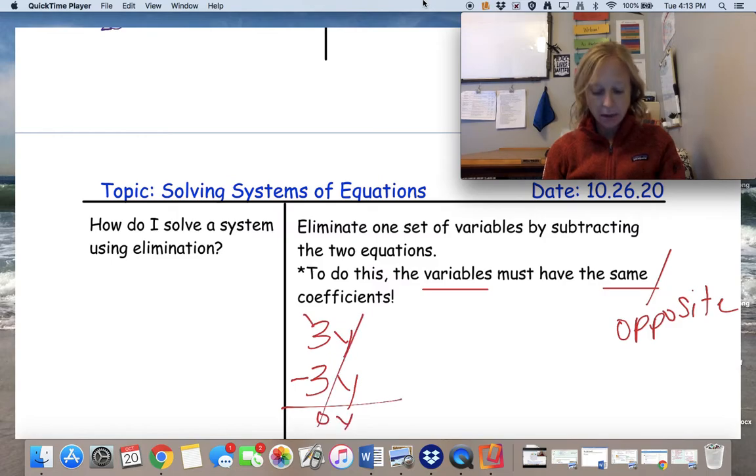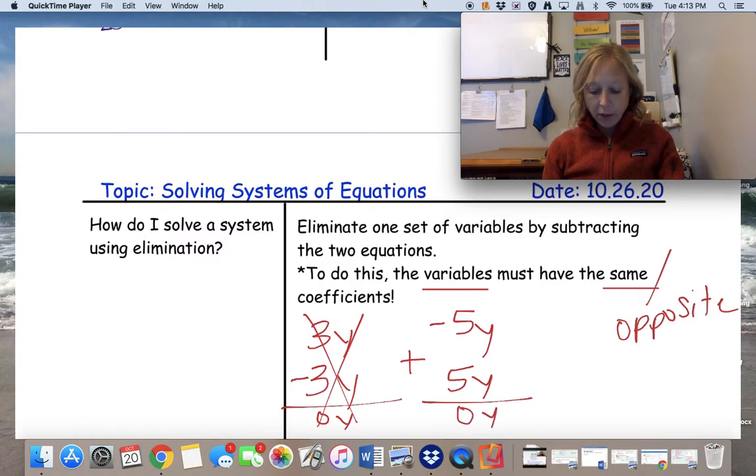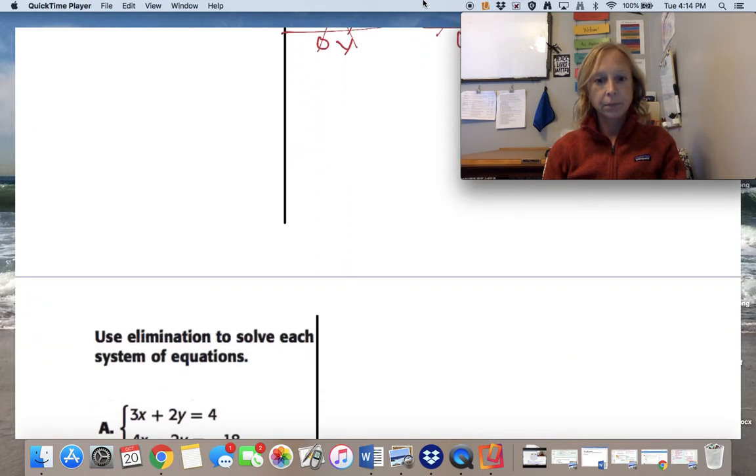It is eliminated. Or if they were opposites, negative 5y and positive 5y, what would we do with these two terms in order to eliminate them or make them 0? We would add them. Negative 5y plus 5y is 0y. So that's how both situations can work. If they're the same, we subtract. If they're opposites, we add. You just need to do whatever is appropriate to make 0.